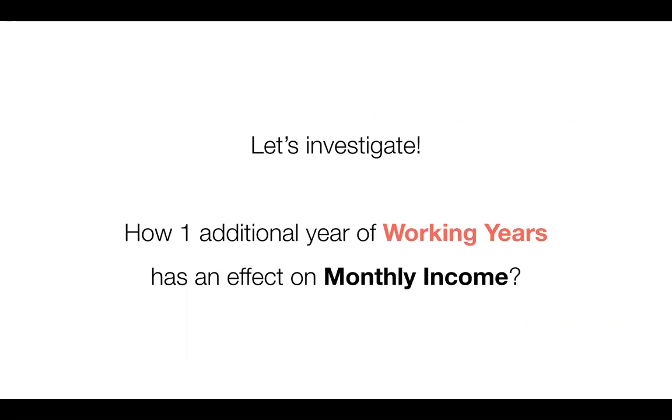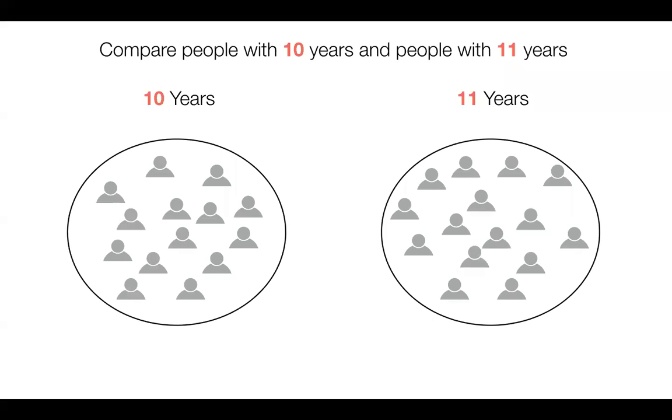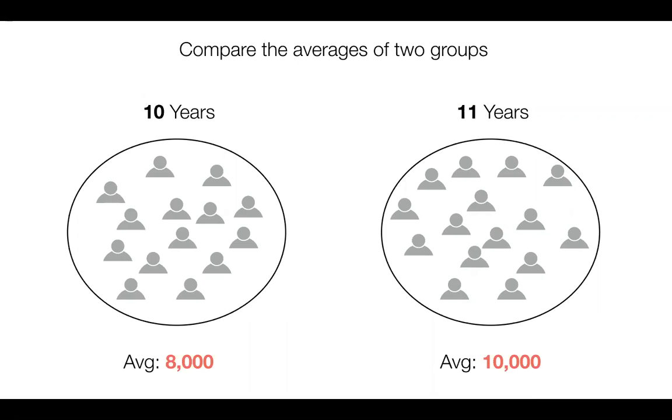If we just investigate, forget about the model, how do we find how one additional year of working years has an effect on the monthly income? A simple way is to compare two groups of people, two groups of employees. One is 10 years, another one is 11 years. The difference between these two groups is a 1 year difference. Then we can get the average monthly salary of each group, like 8,000 and 10,000. So there is a 2,000 difference. That's the difference coming from working years.